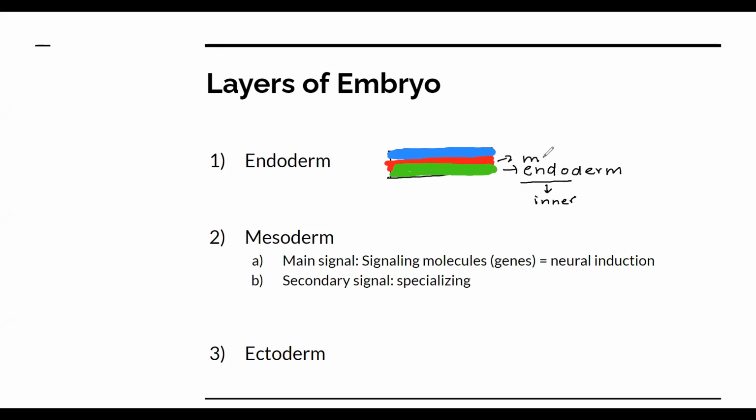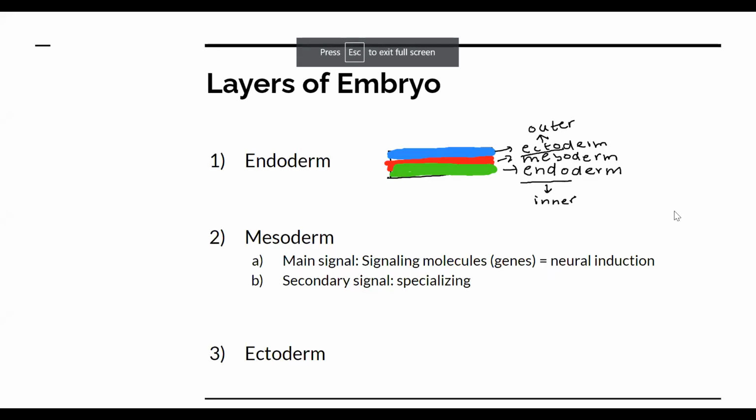Mesoderm, the red layer is called the mesoderm, which is the middle layer. And finally, ectoderm is the third most layer, and ecto means outer. So basically, the ectoderm, which is the outermost layer, is what becomes our nervous system, right? Nervous system.